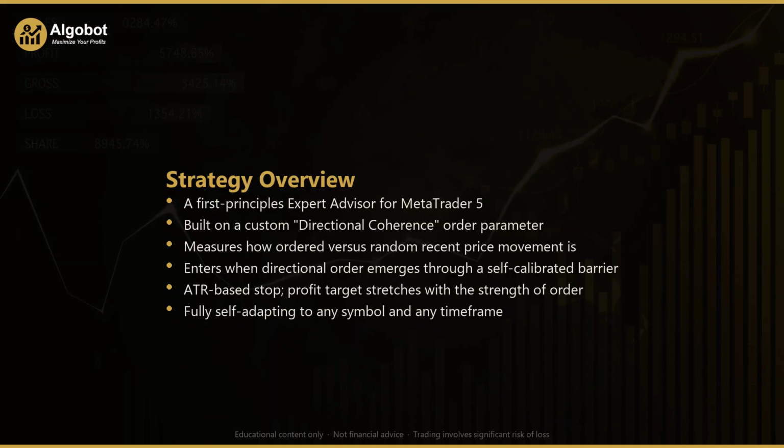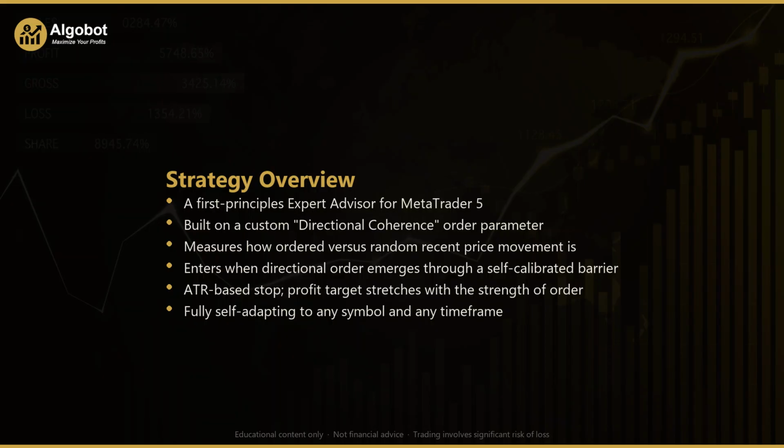The strategy doesn't simply want order to exist. It wants to catch the moment order emerges, rising up through a barrier that the strategy calibrates for itself from the recent behavior of the coherence signal. Because that barrier floats, the approach adapts continuously to any symbol and any time frame, with no hand-tuned levels.